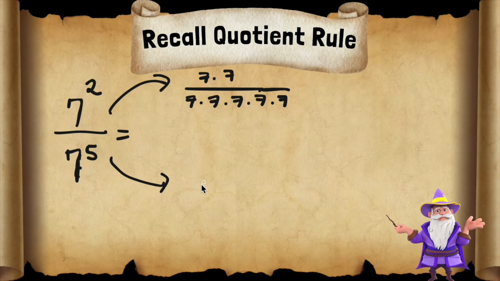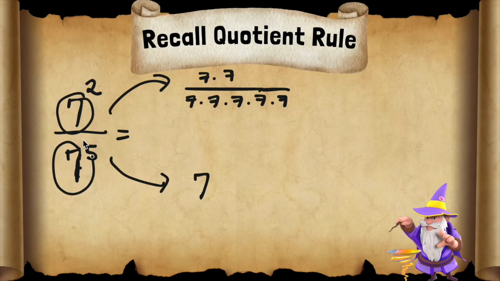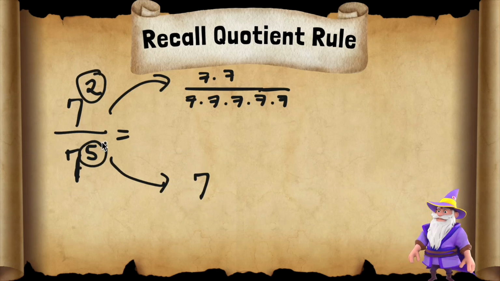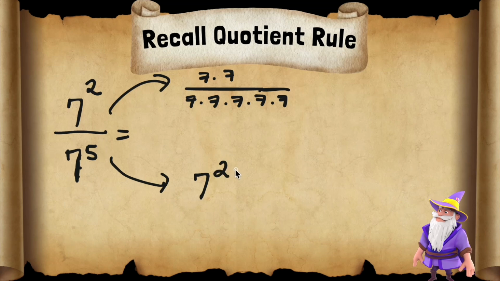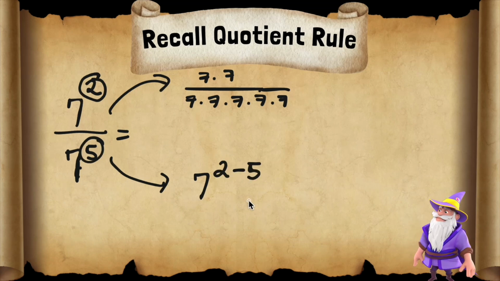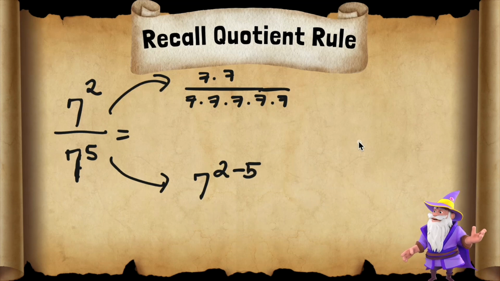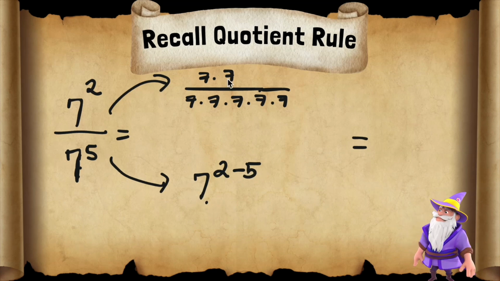At the bottom, we use the rule of the quotient. We can copy the base, because the bases are the same. Let us copy the base 7. And then we subtract the two exponents. So we can say 2 minus 5. We take the exponent on top first before the one at the bottom. So, let us find the difference of the two exponents. But before that, let us work on the top first.